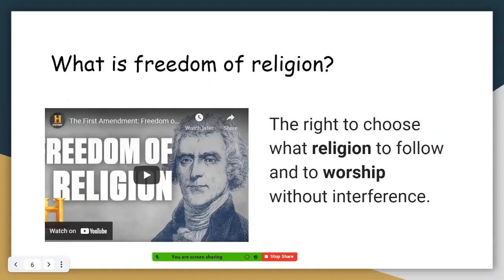Now the next question, what is freedom of religion? The right to choose what religion to follow and to worship without interference. It is also the right to not follow any religion at all. We've talked about this during our class time, as the idea of freedom of religion has been around since our nation's founding, but not always in practice.